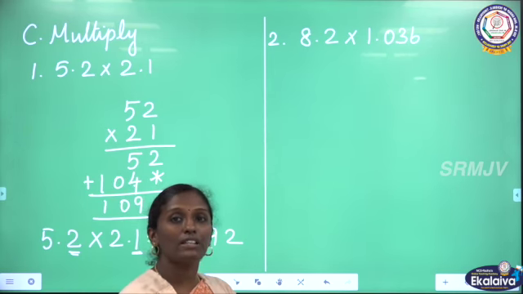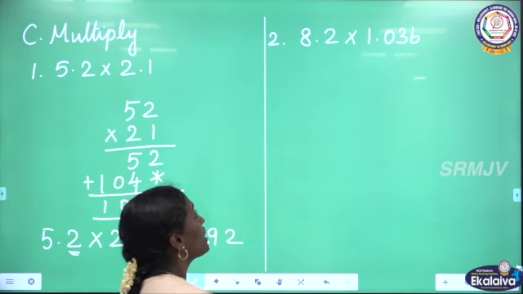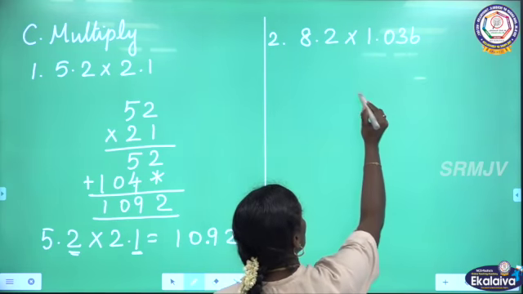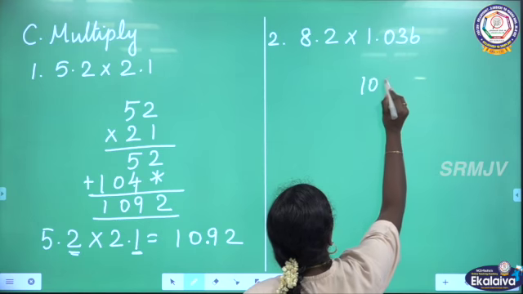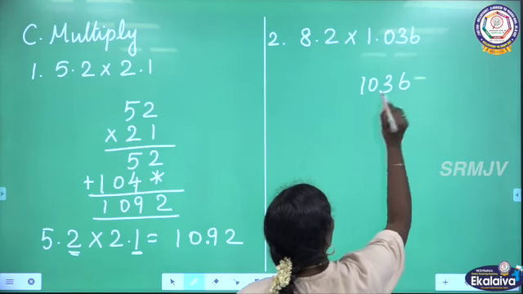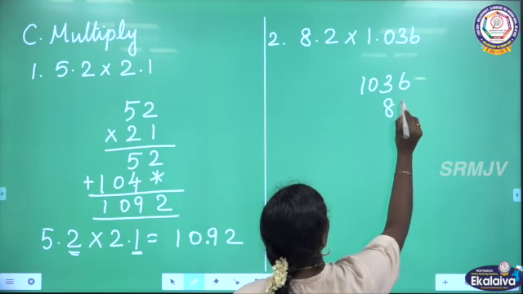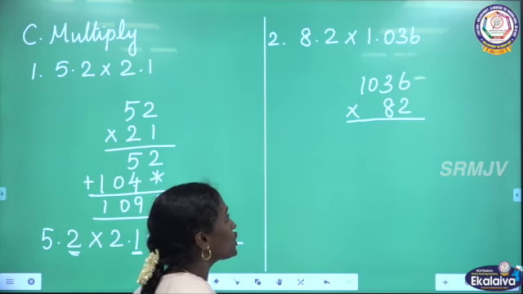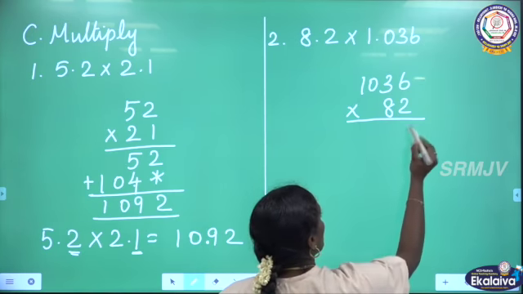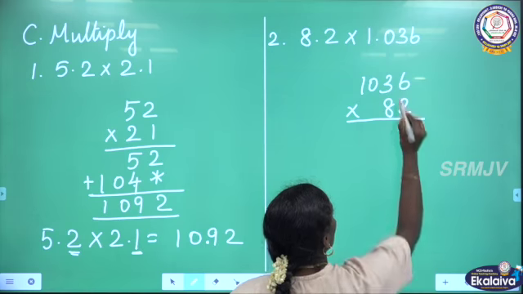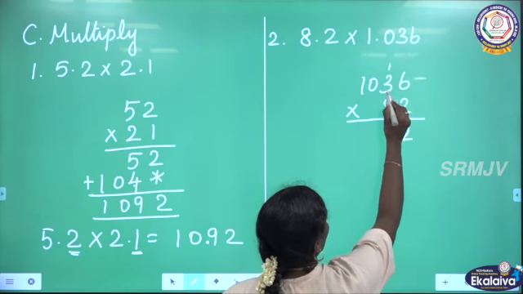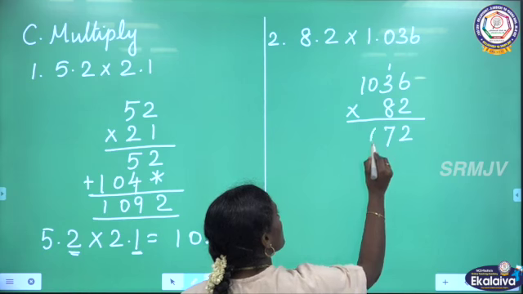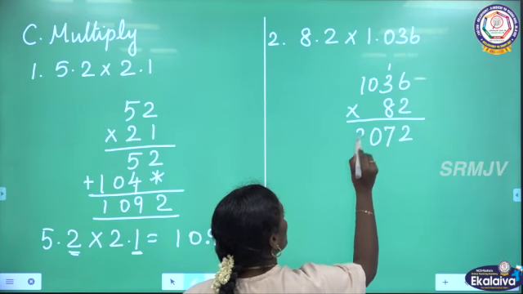See the next question, 8.2 into 1.036. First we have to take the decimal numbers as whole numbers. Here 82 is a 2-digit number and 1036 is a 4-digit number. So I am going to write the 4-digit number first and 82 second. Now we are going to find the product of these two. 2 6s are 12, 2 here, 1 carry over. 3 2s are 6, 6 plus 1, 7, 2 into 0, 0, 2 into 1, 2.